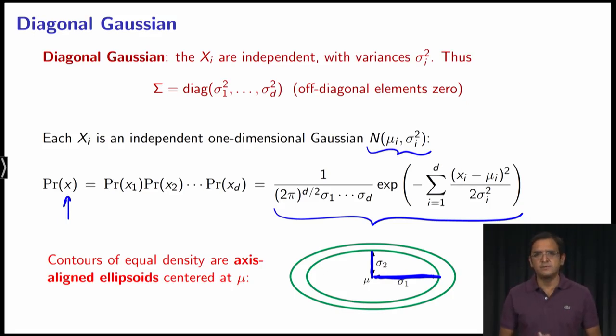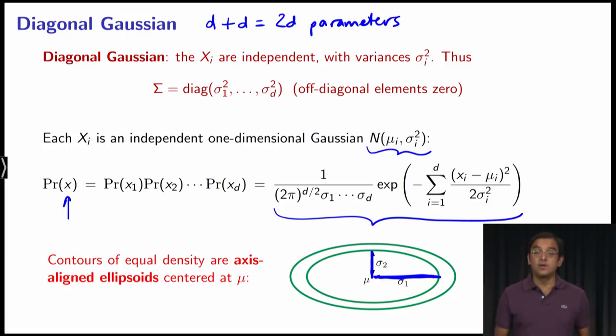Okay, so how many parameters do you need for a diagonal Gaussian? Well, the mean is d numbers, because it's a d-dimensional vector. What about the covariance matrix? Well, it's a diagonal matrix, so you only need d numbers. So the total number of parameters is 2d. This is a huge savings over the general Gaussian, which has a full covariance matrix and therefore needs something on the order of d squared parameters. This can be a big convenience, and as a result, the diagonal Gaussian is often used even when the features are not independent of each other.